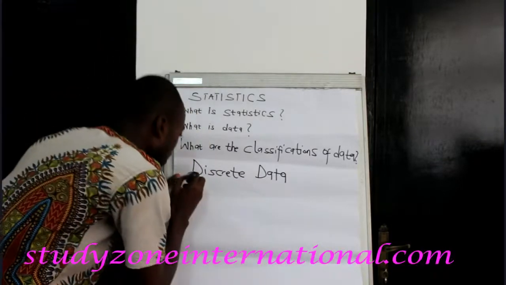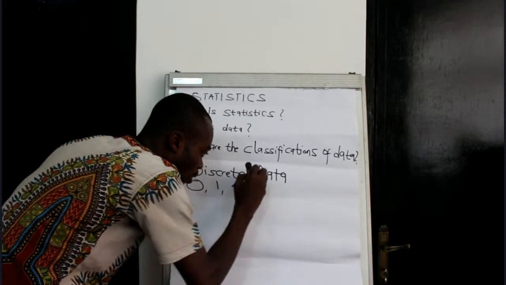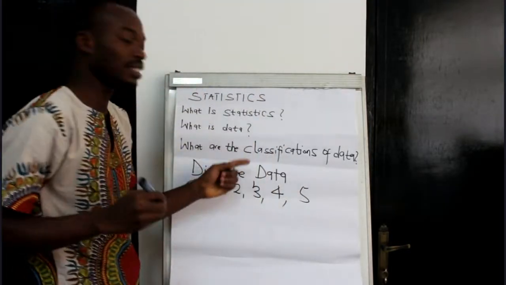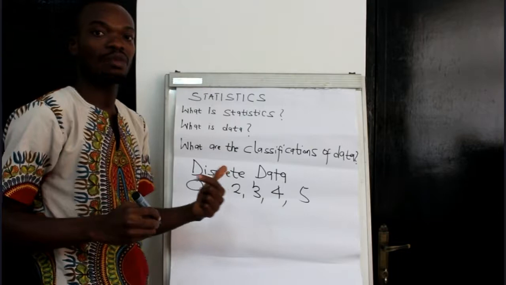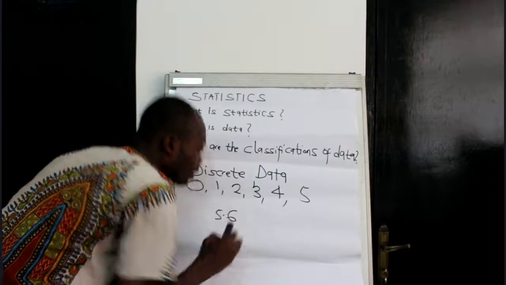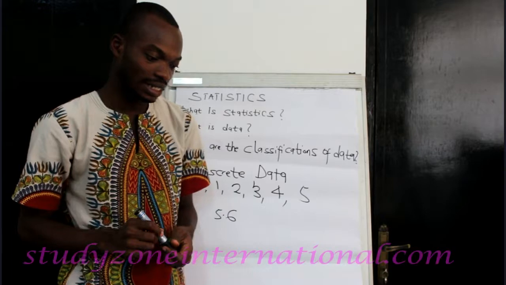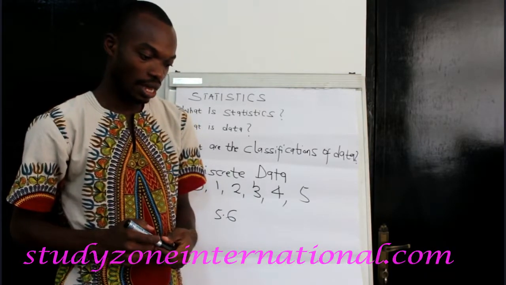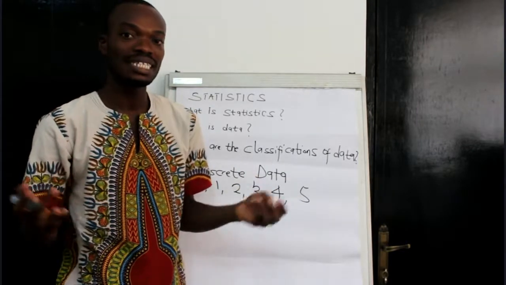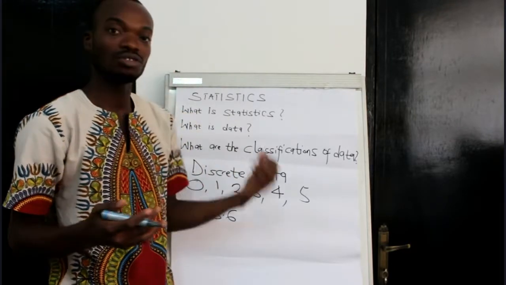So for instance, 0, 1, 2, 3, 4, and 5. This is discrete data. We are saying it can be counted but does not include decimals. So 5.6 cannot be discrete data. Alright? Some examples of discrete data can be the number of staff in a bank, the number of students in a class, the number of citizens in a country. Alright? That is discrete data.